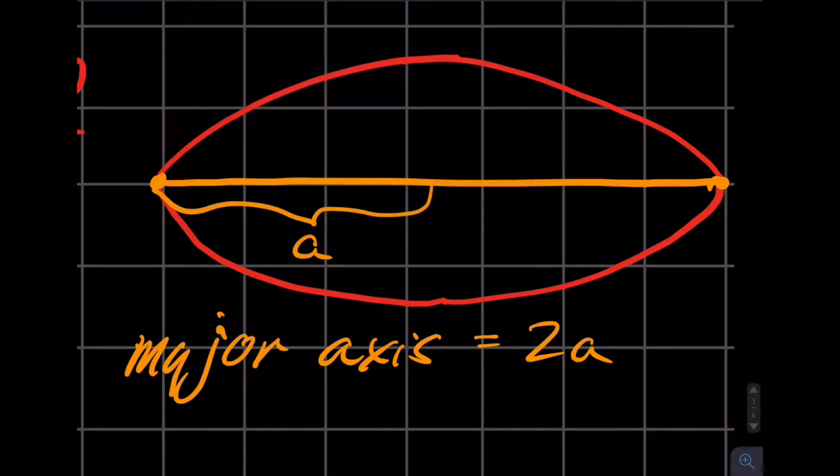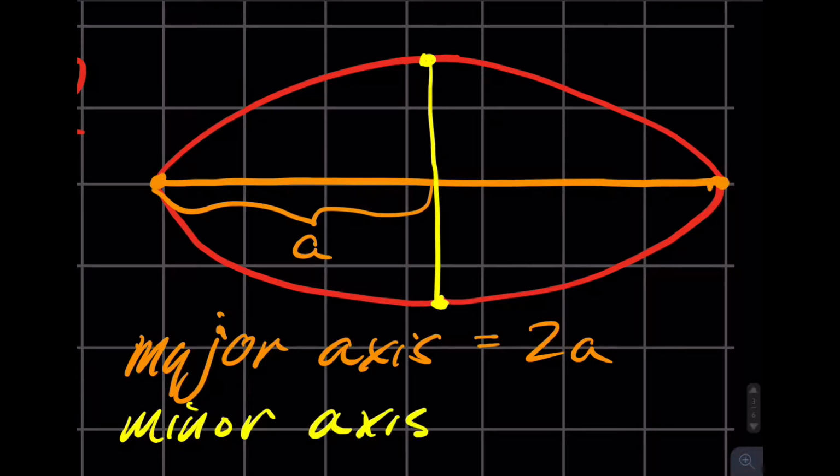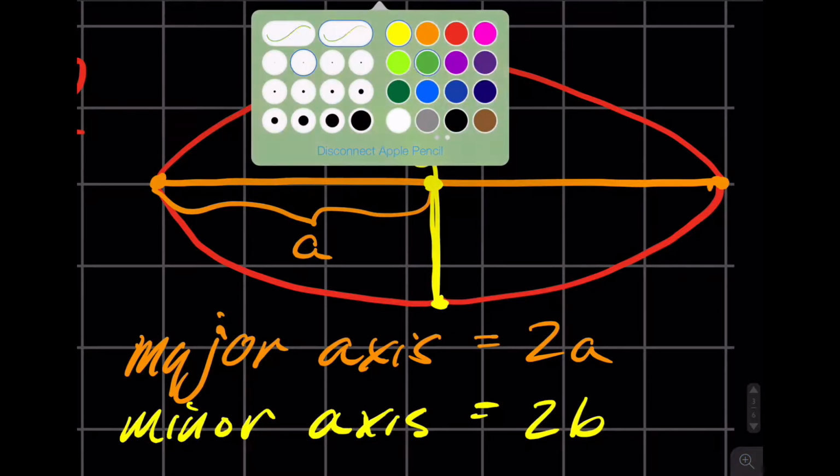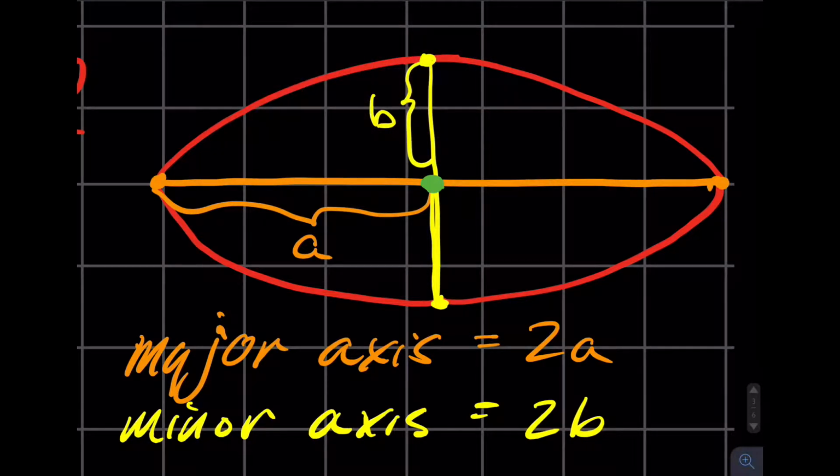And then I have this vertical axis, and since it's shorter, this one is referred to as the minor axis. The minor axis has a length of 2b. And so that means this distance is b, as well as this distance. And then this point in the middle is called the center point, or the center.